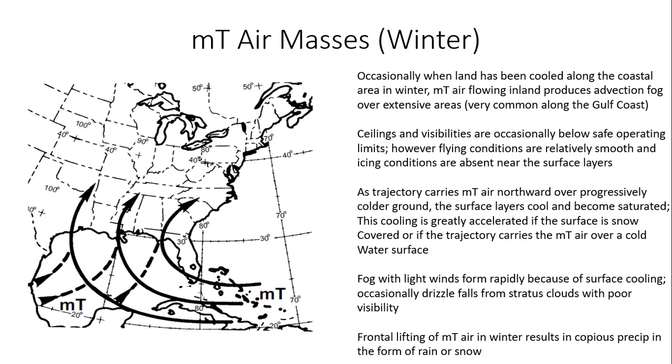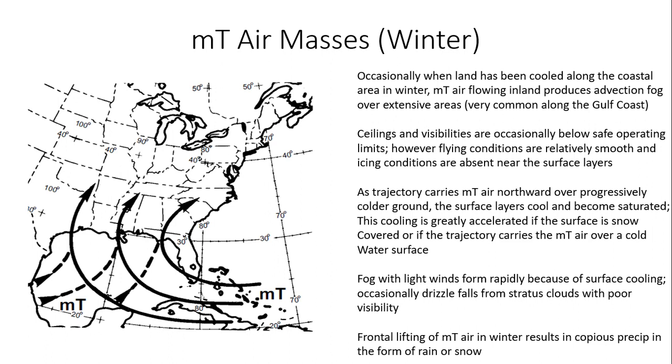However, flying conditions are relatively smooth once you get above the stratus layer, and icing conditions are absent near the surface layers. So as this trajectory, this clockwise flow or anticyclonic trajectory, occurs from the Gulf of Mexico northward, progressively over colder land, the surface layers are going to cool and become saturated, and that's what really socks areas in with dense fog. This cooling is greatly accelerated if the surface is snow-covered, or if this trajectory carries this warm, moist maritime tropical air over a colder water surface.